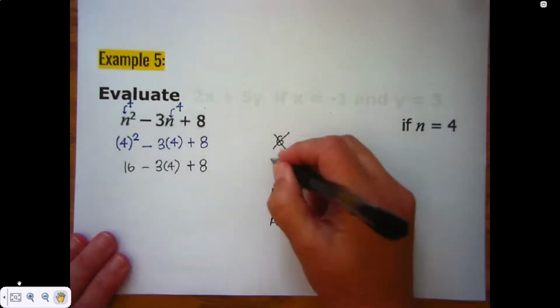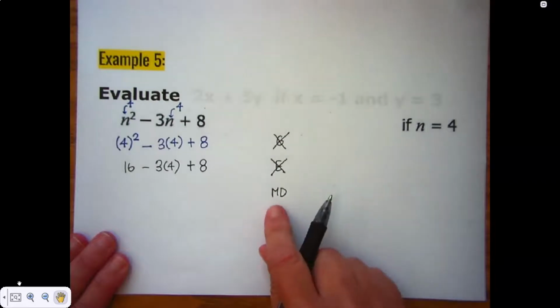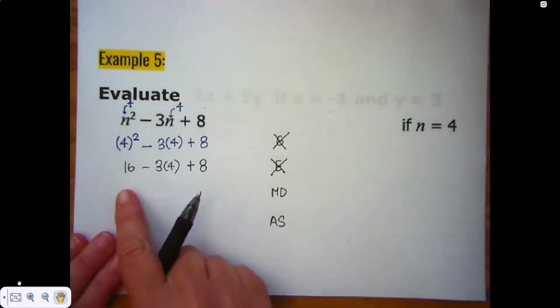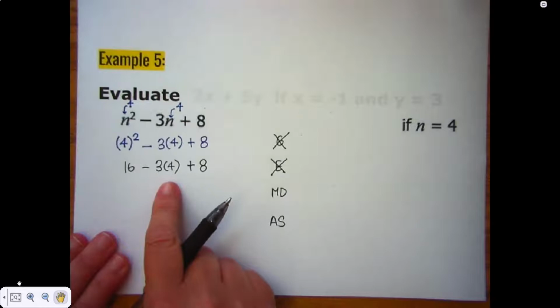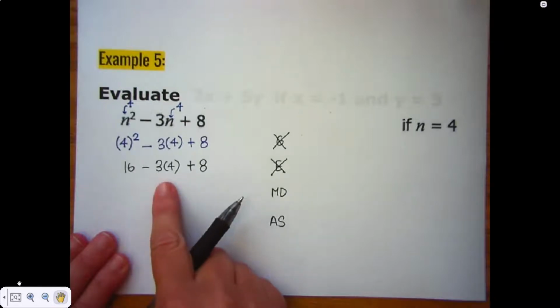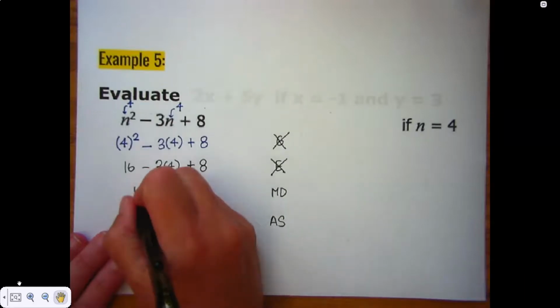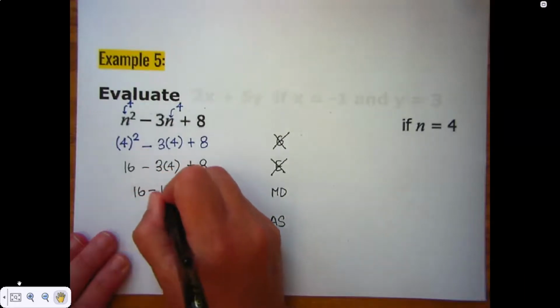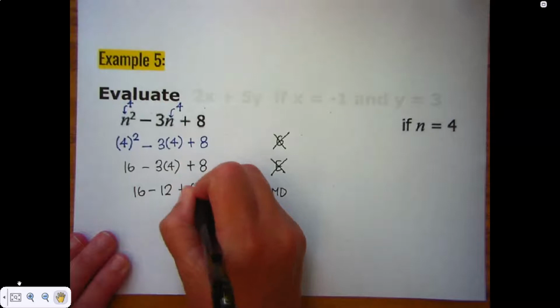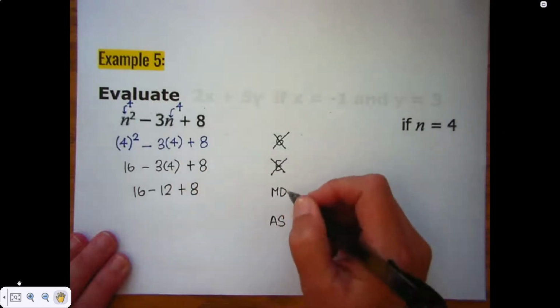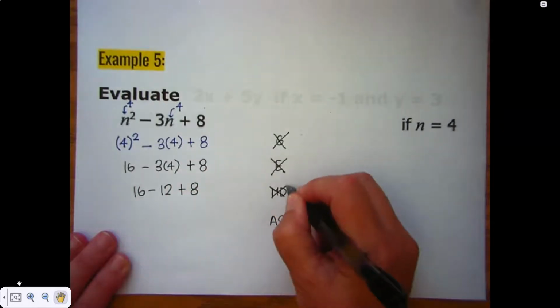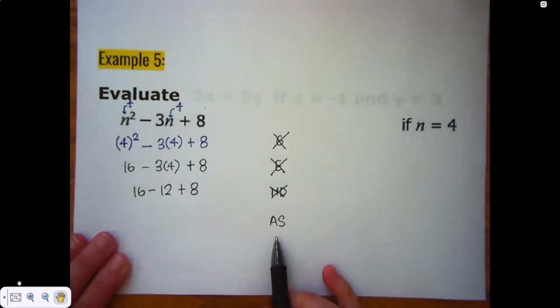No more exponents. All right, do I see multiplying or dividing? Well, I have 16 minus 3 times 4 plus 8. So right there's a multiplication I need to do. So next I'm going to do 3 times 4. So this is going to be 16 minus 12 plus 8. No more multiplying or dividing. And so finally, I want to do adding and subtracting.